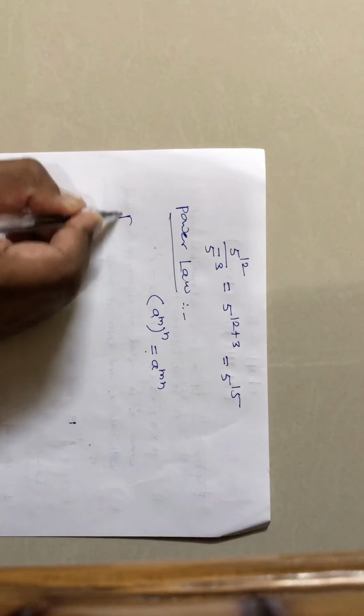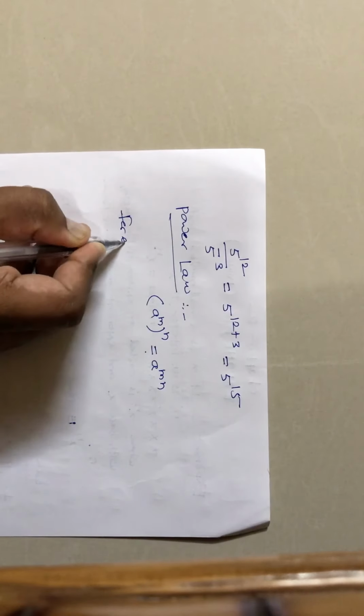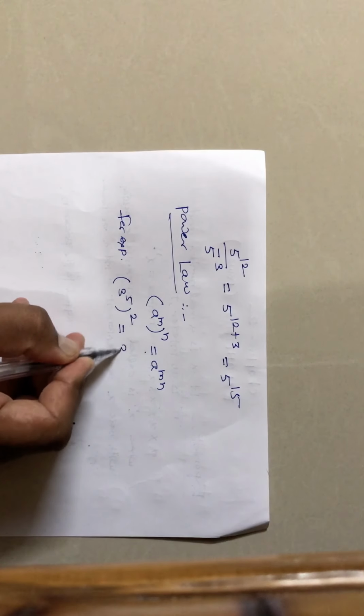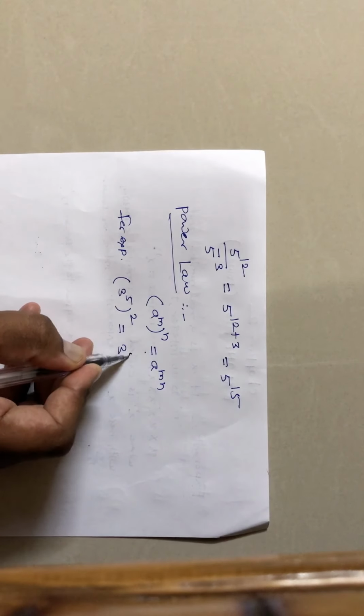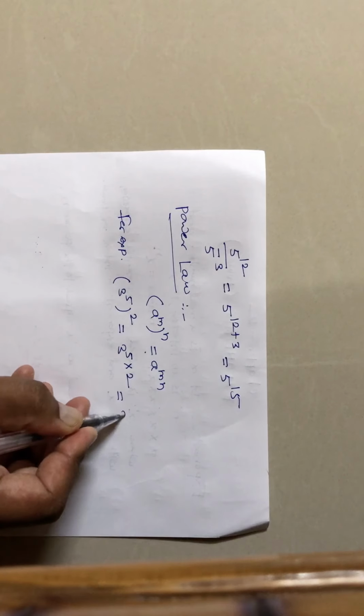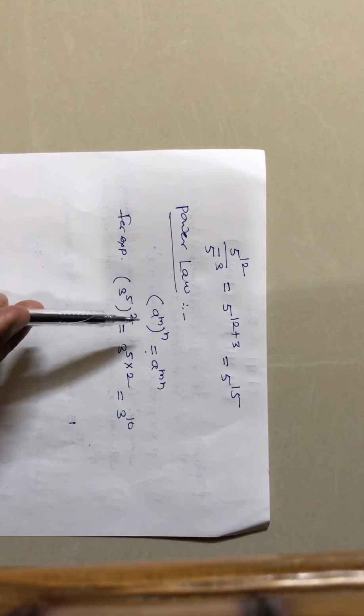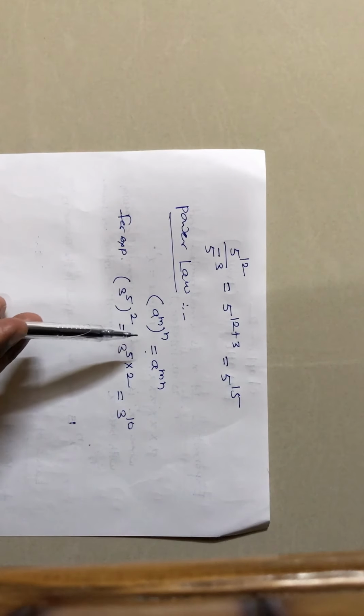For example, 3 raised to 5, raised to the power of bracket 2, is equal to 3 raised to 5 multiplied by 2, which is equal to 3 raised to 10. So this law is called the power law.